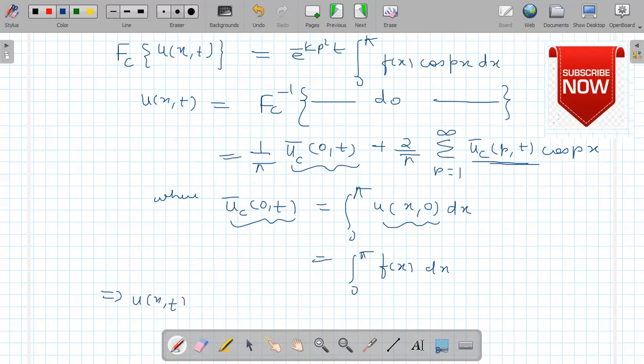u(x, t) is equal to 1 upon pi integral 0 to pi f(x) dx plus 2 upon pi summation e raised to power minus kp squared t cos px.